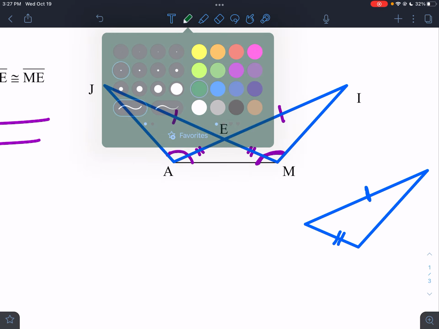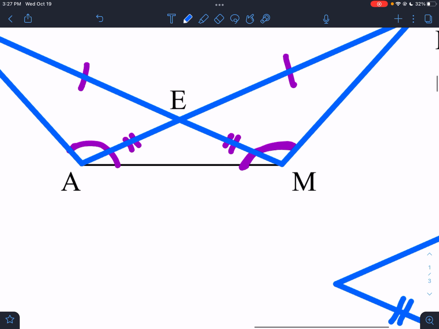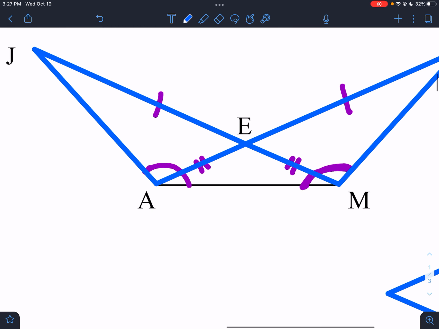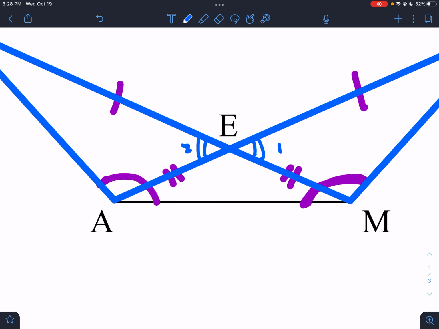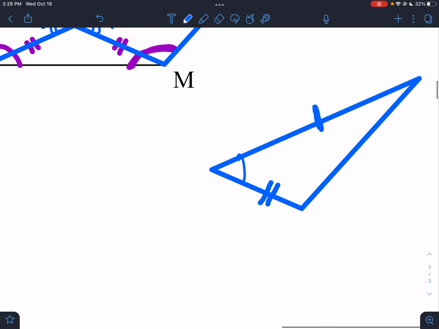What do we see? We should really be looking for shared sides. The worksheet's called overlapping parts. Do the blue triangles overlap anywhere? No, but they do have vertical angles. So I'm going to call them angles 1 and 2. In my proof, I do have to write about that. Angle 1 is congruent to angle 2. Those are vertical angles.